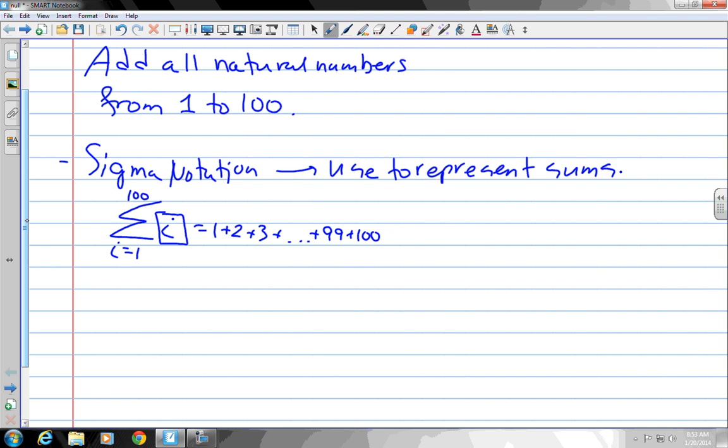So this long sentence can be expressed compactly. You don't need that little box around the i. It's just me doing something else there. So this could be expressed as the sum of i from 1 to 100, and that just means 1 plus 2 plus 3 and so on up to 100. Yeah, so that's the capital sigma.